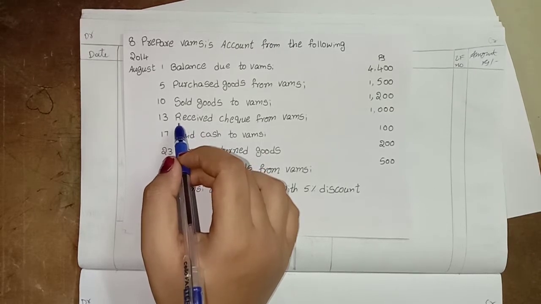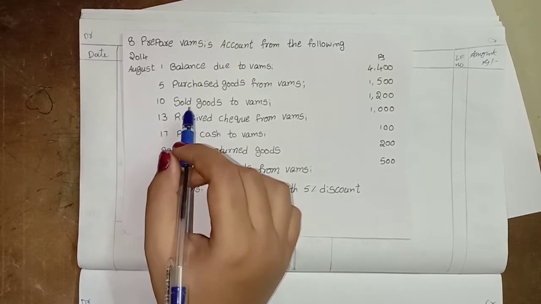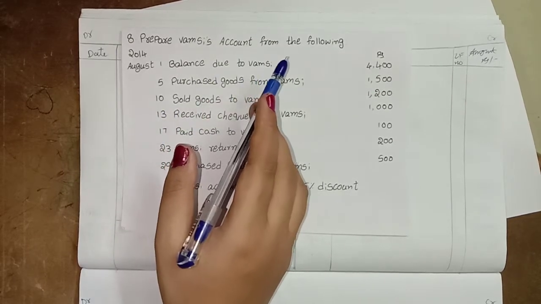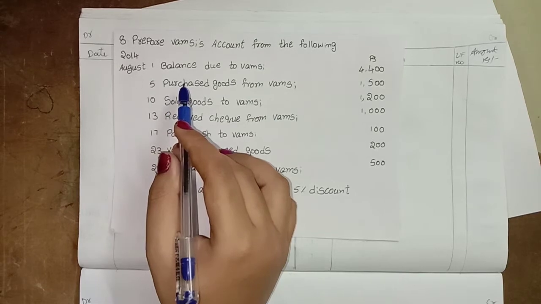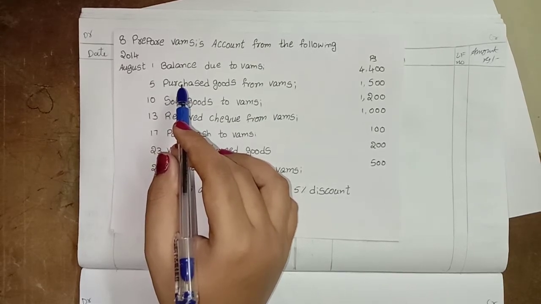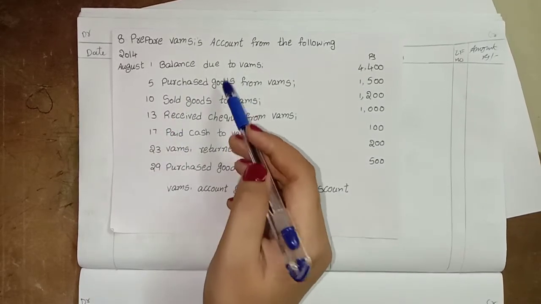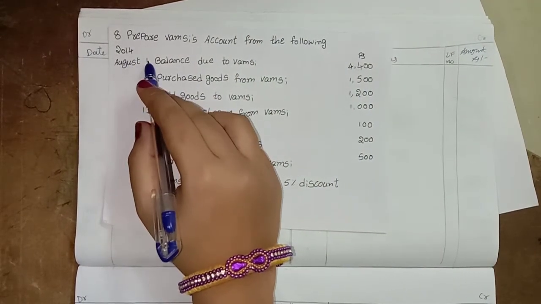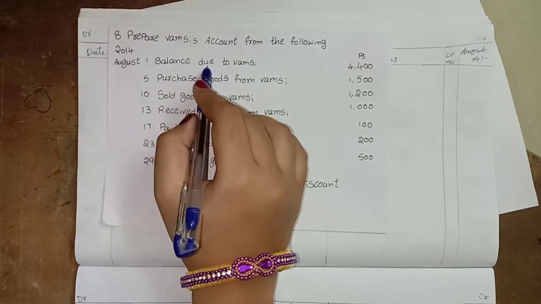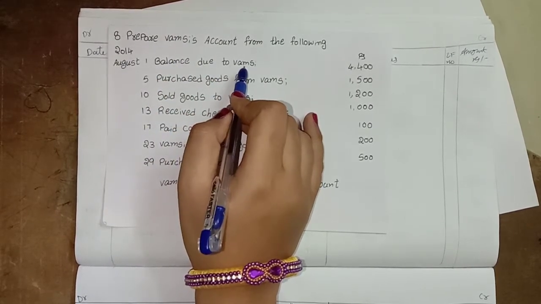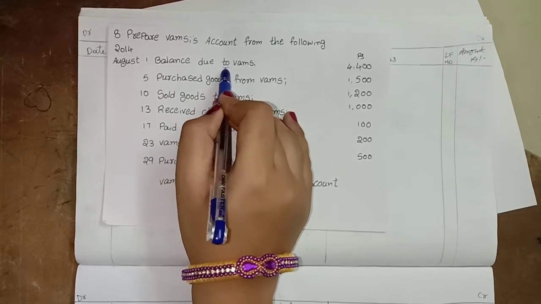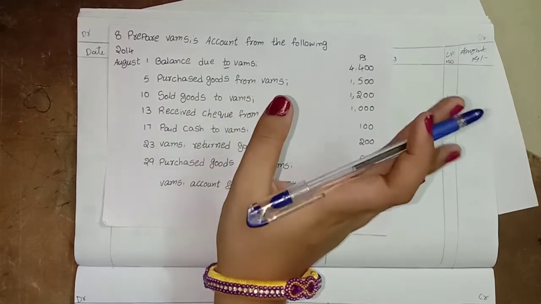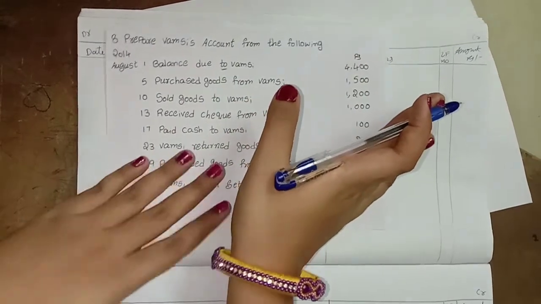Today we are going to discuss ledger accounts. Our 8th sum: prepare Vamsi's account from the following. So we are going to write the Vamsi ledger account from the following transactions. First transaction on 2014 August 1st: balance due to Vamsi. So here it is 2. Balance due 2 means we have to enter it in the credit side, right?